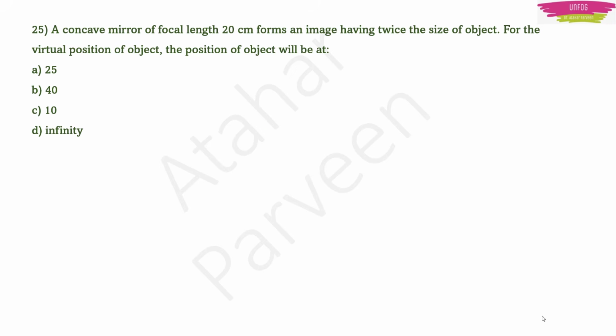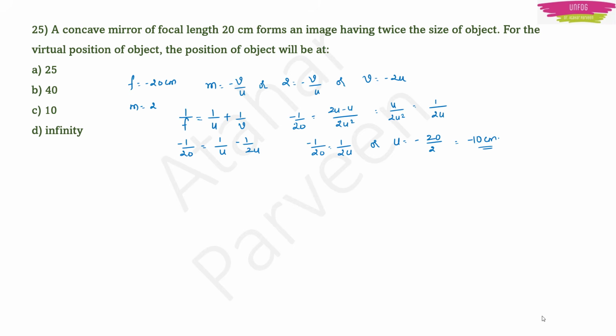Next question. A concave mirror of focal length 20 cm forms an image having twice the size of the object for the virtual position of object. The position of object will be at. So what they are telling here is focal length is minus 20 cm because it's a concave mirror and magnification is 2 because twice the size of the object. Now I can find the relation between v and u. After finding the relation between v and u, again I'll use the mirror formula, like the last but one sum, same. Substitute and you find the value. Because it's a concave mirror, your v will be equal to minus 2u. Okay. So option C will be the right answer.